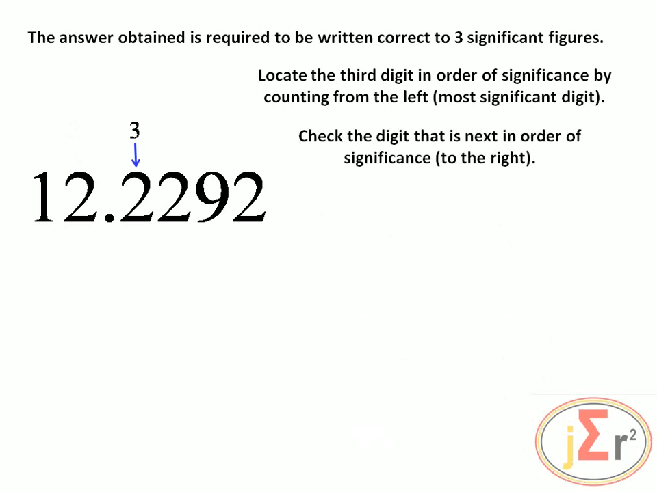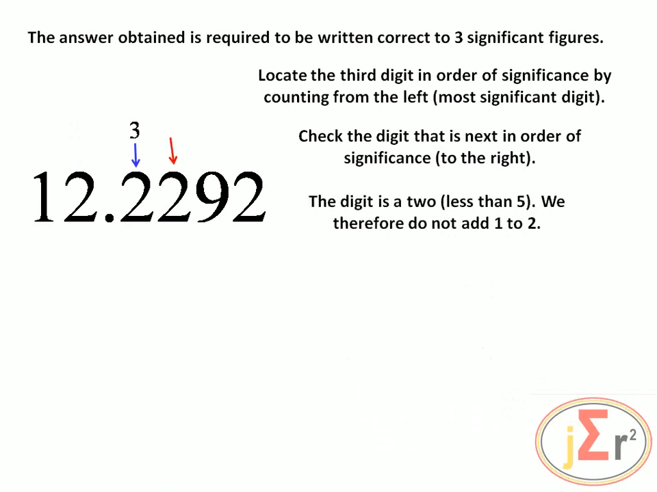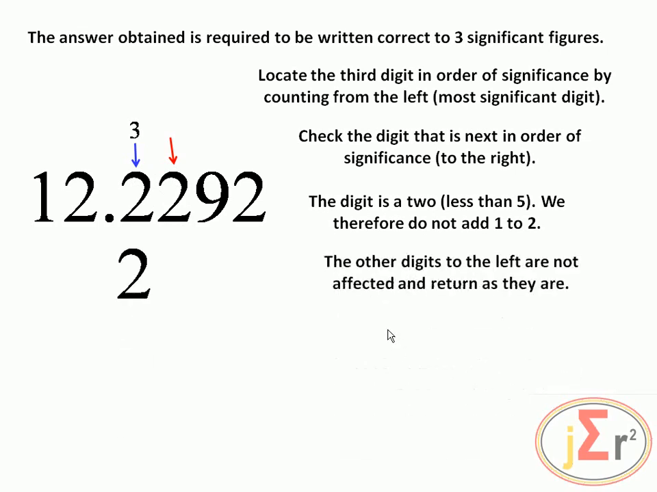Next, we check the digit that is next in order of significance, the one immediately to the right. The digit is a 2 that is less than 5. We therefore do not add 1 to this 2. Now if this were 5 or more, then we would have added 1 more right here, but it is not. Therefore we do not add 1 to 2, and the other digits to the left are not affected. They return as they are.